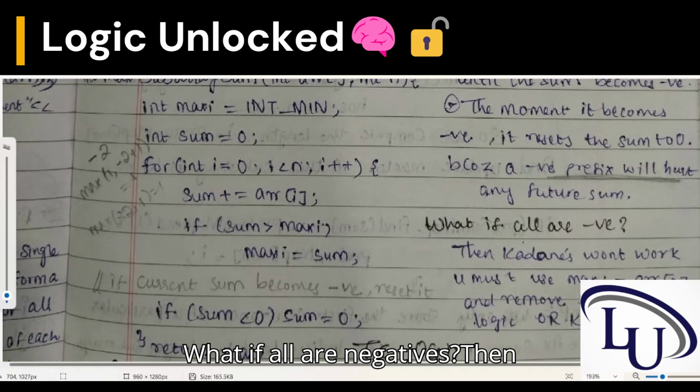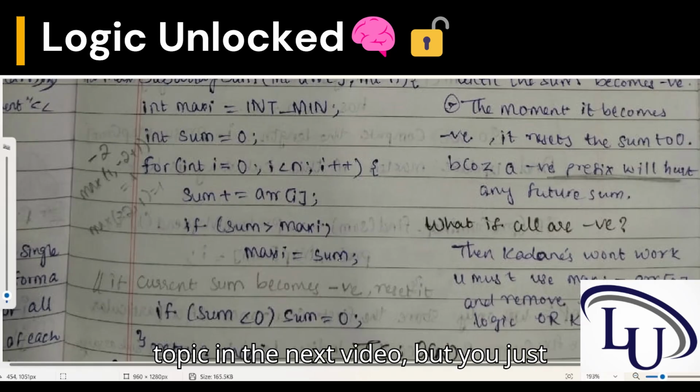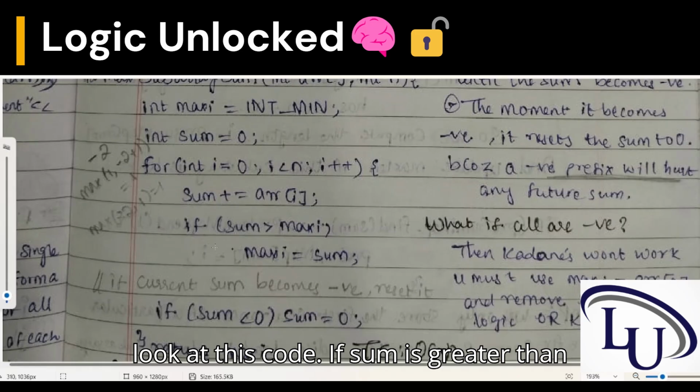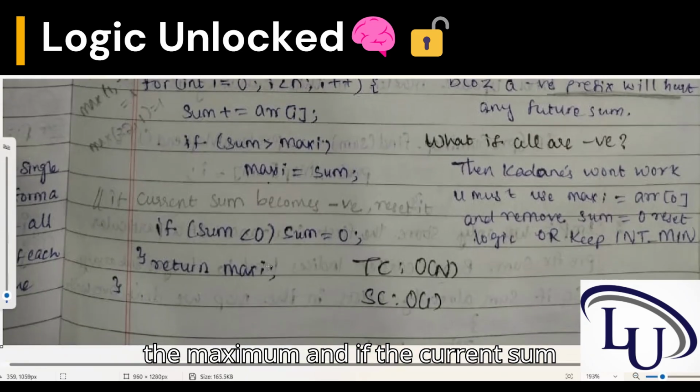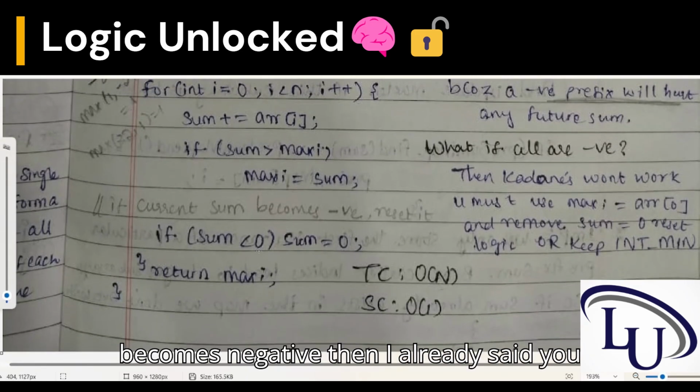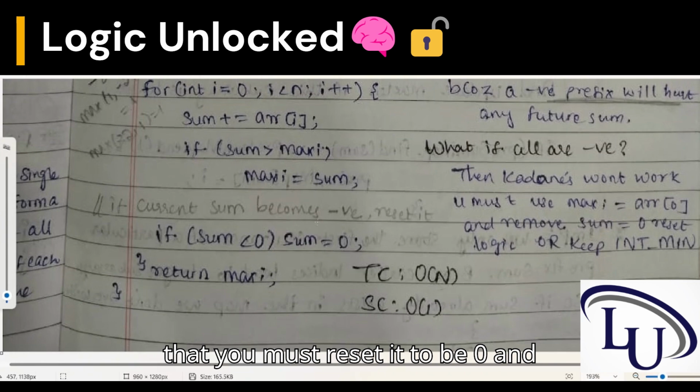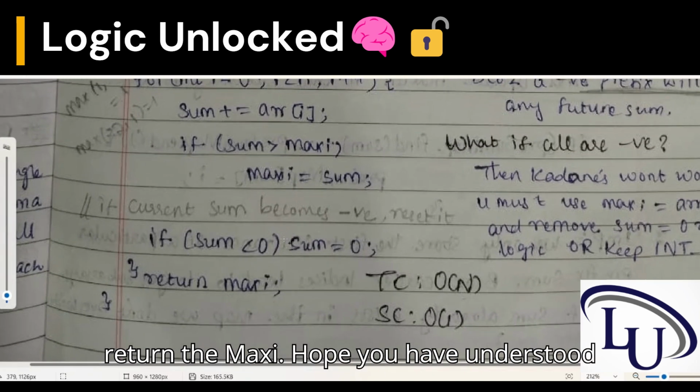What if all are negatives? Then this version of Kadane's doesn't work, we need to optimize it. I'll be continuing that topic in the next video, but you just look at this code. If sum is greater than maximum, then assign that sum to the maximum. And if the current sum becomes negative, as I already said, you must reset it to 0, and return the maximum. Hope you have understood this.